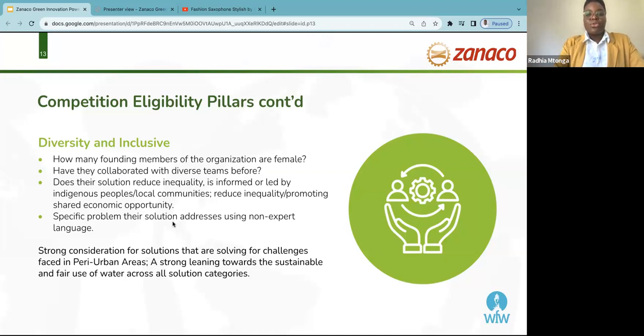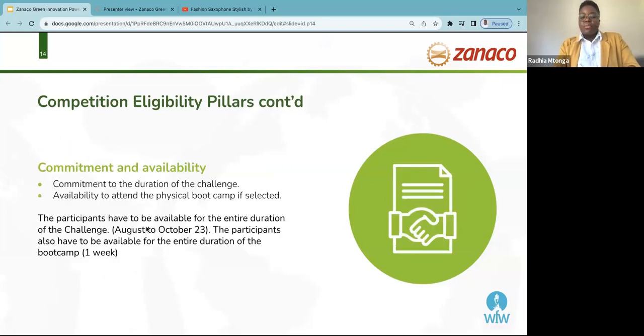Your problem should be your specific solution, and you should also try as much as possible to use non-expert language. That's also something that we will consider. Is it understandable within our context here in Zambia? Please remember, we're solving for challenges faced in peri-urban areas, and we'll really be looking towards solutions that are leaning towards a sustainable and fair use of water across all the solution categories. That's also something to consider. And then another pillar of eligibility is the commitment and availability.